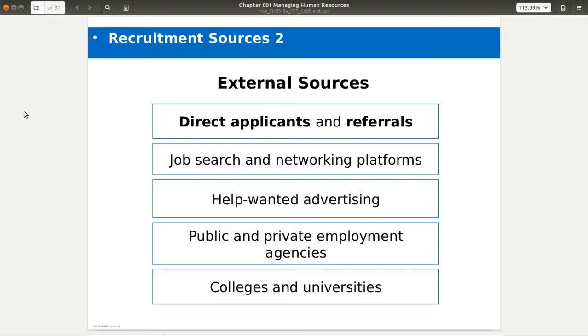Then you have your external sources, where you have direct applicants and referrals. In other words, a direct applicant is somebody who sees an organization out there, they walk in and fill in an application.